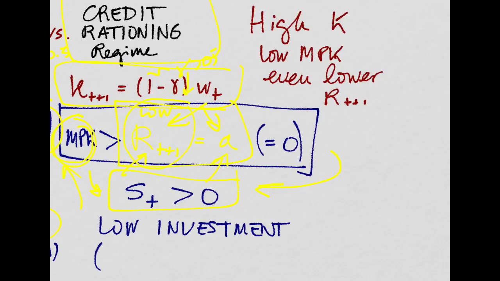Now remember, this can only happen when capital levels are really high, and there's a really low MPK and even lower return on deposits. So there's going to be a point at a high level of capital in which this thing kicks in, and the MPK goes down so much that you actually hit this point where the return of deposits is just equal to A, and you have credit rationing and low investment.